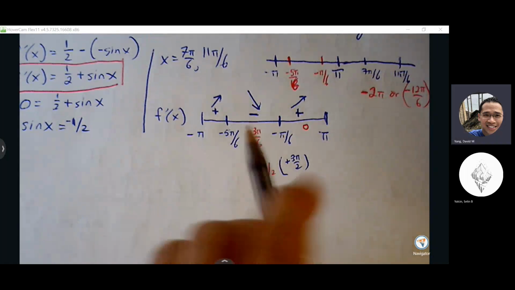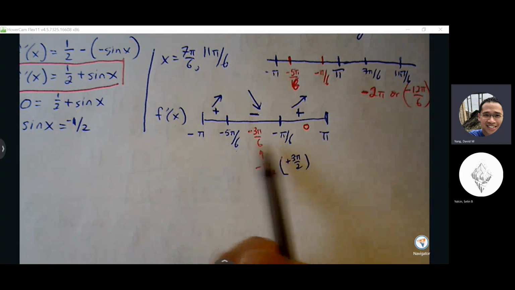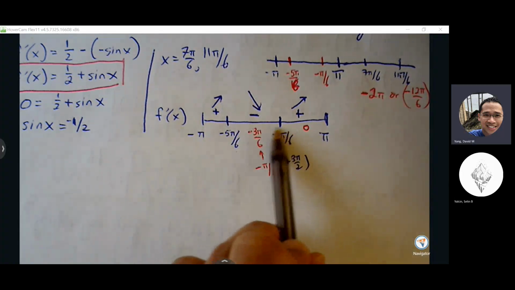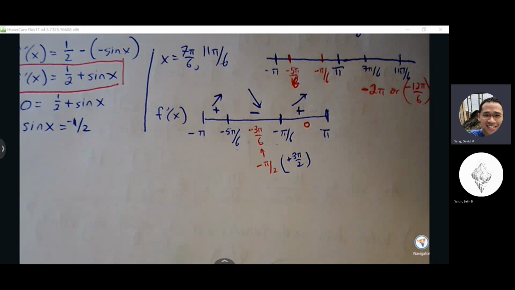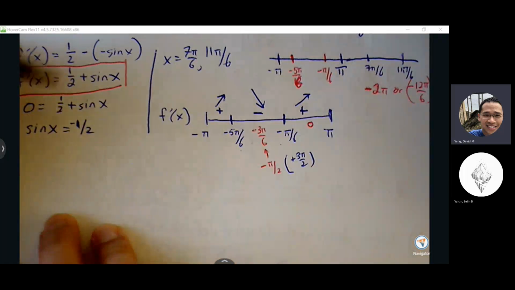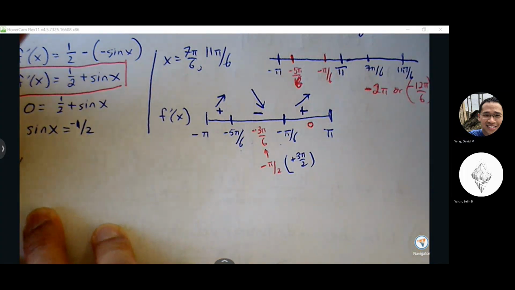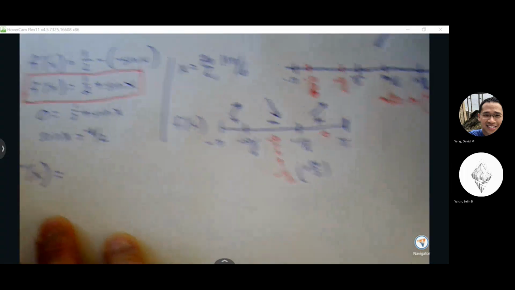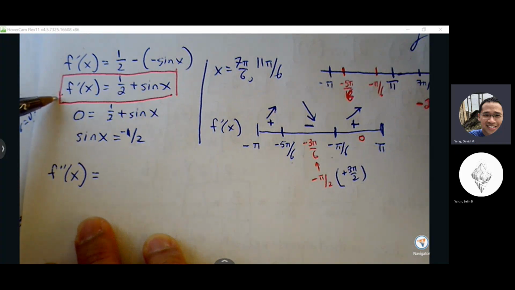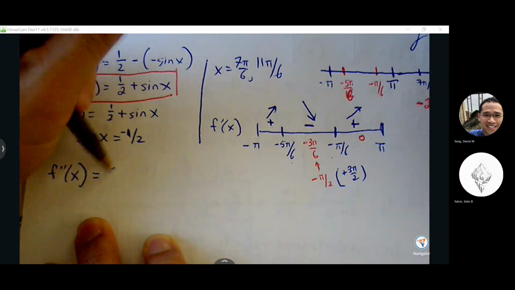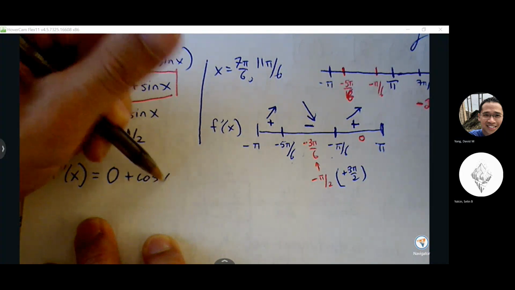So what do we expect here? At negative 5pi/6, we expect a relative max, and here we expect a relative min, right? We may have to revisit that, but let's get the calculus out of the way. Let's find the second derivative, points of inflection, concavity, all that. So second derivative, f double prime. We go one derivative down from f prime. 1/2 turns into 0. Sine becomes cosine.